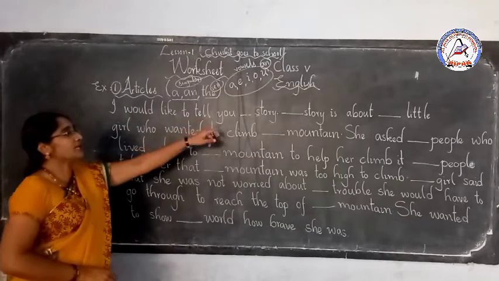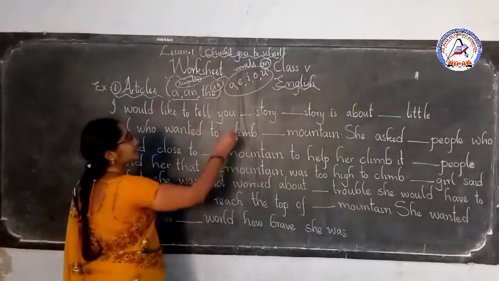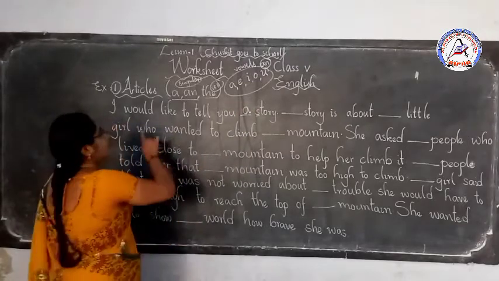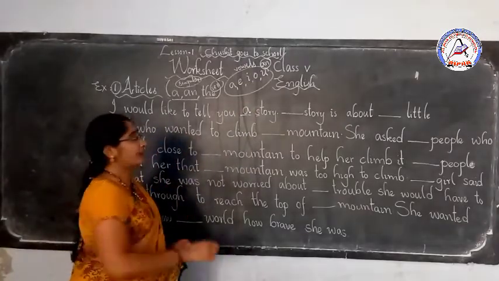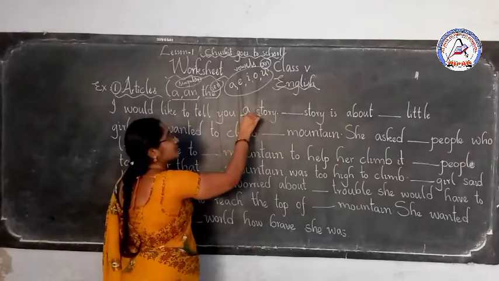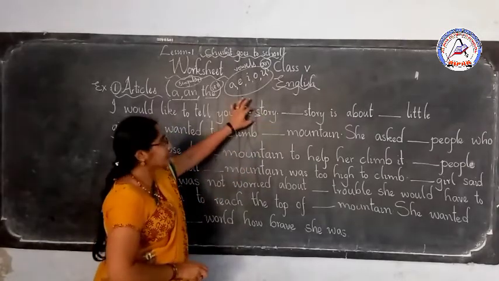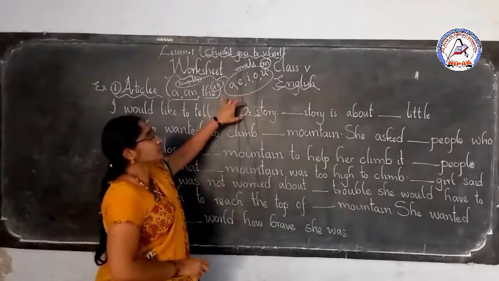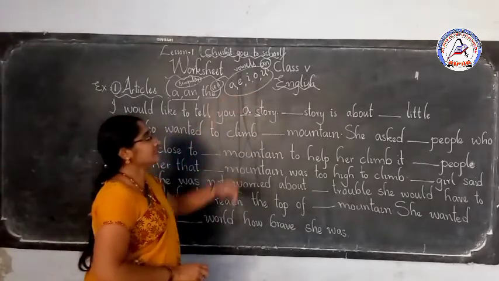I would like to tell you dash story. What do you write here? A story. Which article? A article. I would like to tell you a story. Why did you use a here? Because the word story begins with a consonant letter, and also story is singular. That's why you can use the article a. Okay, let us see the next one.